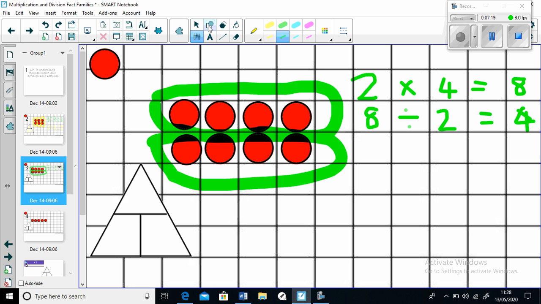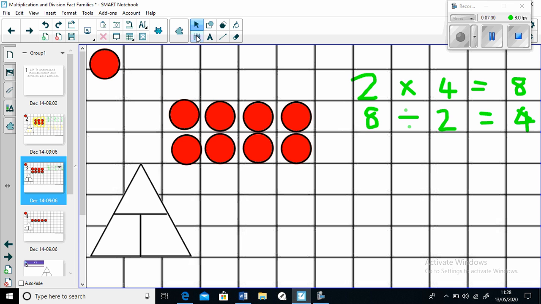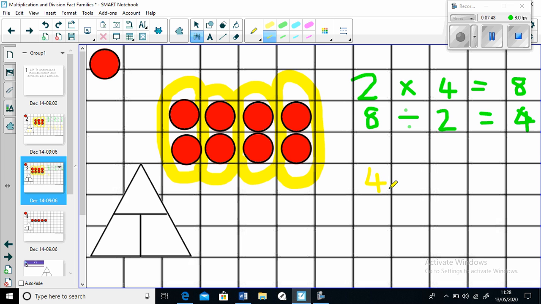Excellent. Right, let's get rid of those funny green lines and use some yellow lines. So this time I'm going to highlight all of the columns. 1, 2, 3, there's 4 columns, and there's 2 in each group. Aha! So we can say 4 groups of 2 makes altogether a product of 8.